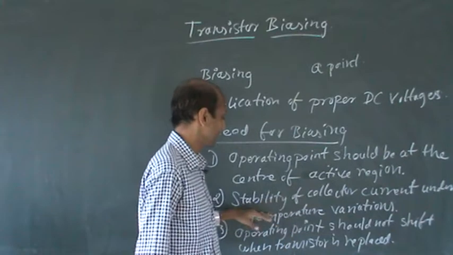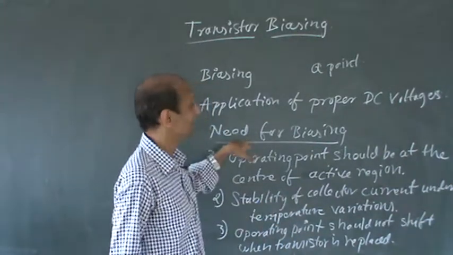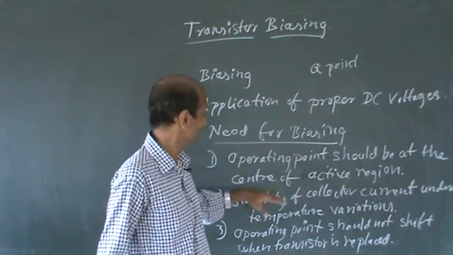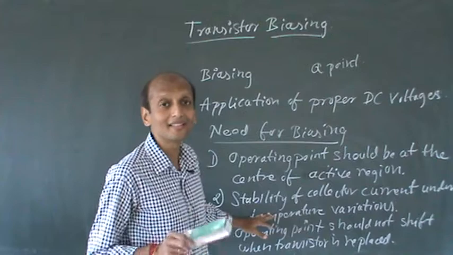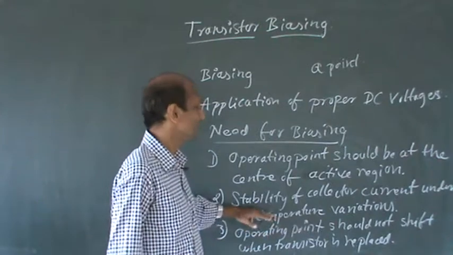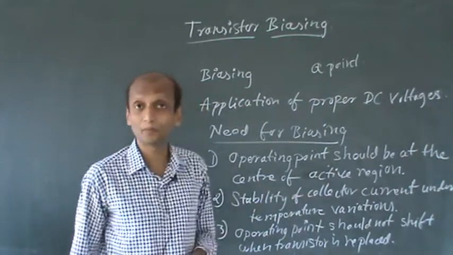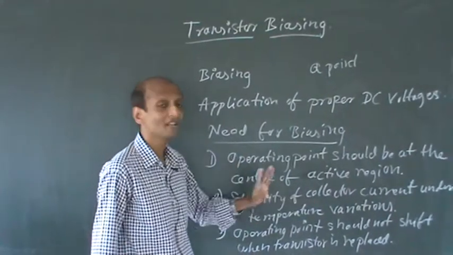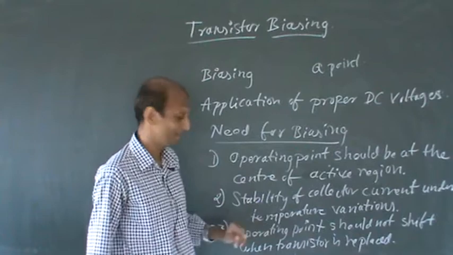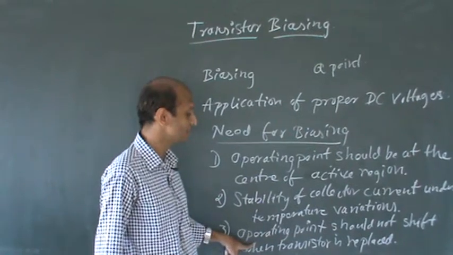As we know, temperature affects the current. So that is why we need biasing. Proper biasing also eliminates the variation of your collector current, isn't it? So stability of collector current is very much important. So the second point is stability of collector current against temperature variations. Okay, and the third point is what?